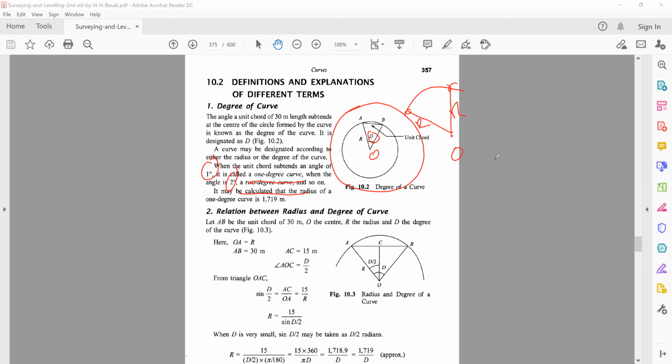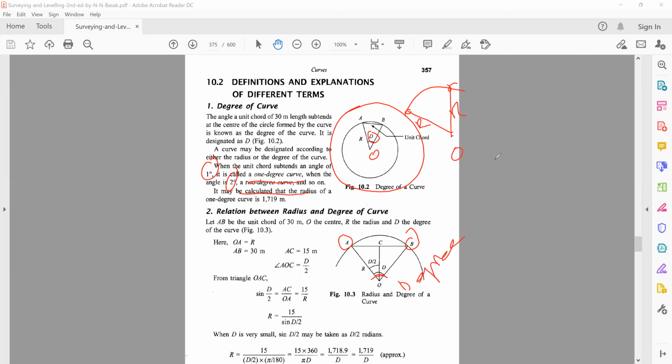So now let's see what is the relation between degree of a curve and the radius of a curve. Let's see this diagram over here. So you have again 2 points A and B. Let's say that the distance between AB is 30 because we just took a unit chord, a chord of 30-meter length. So this distance AB is 30 meters. And again, they join at the center of the circle, which is at point O. And this angle over here would be the degree of the curve.